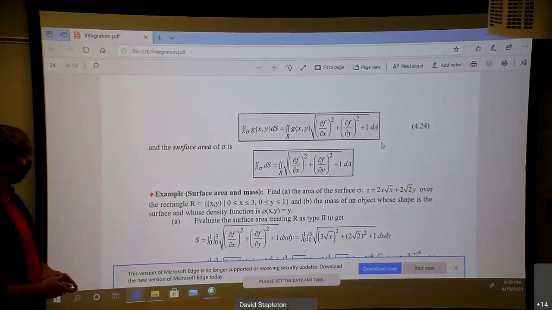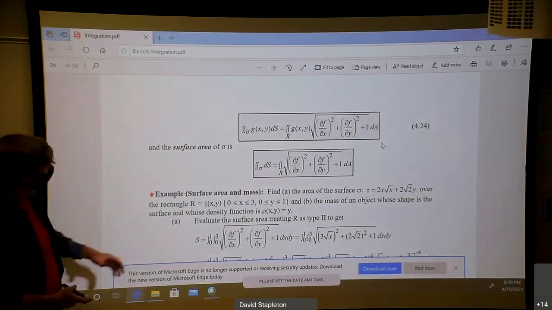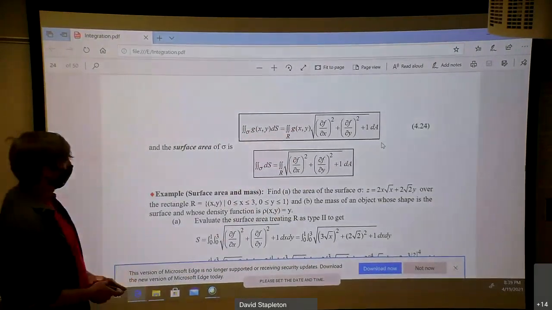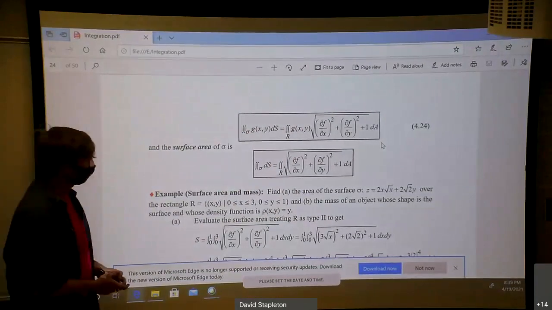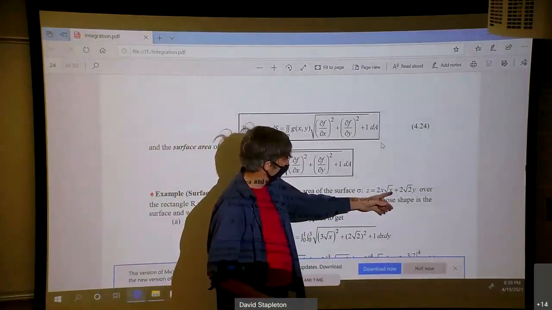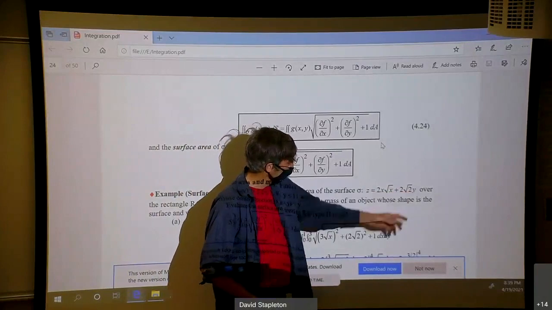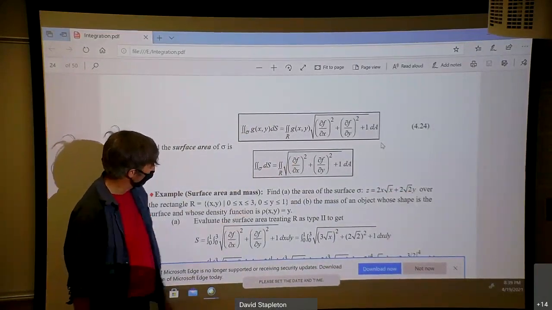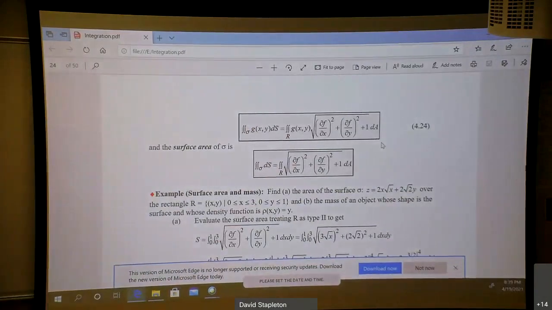So let's try to compute the surface area and the mass, with g being density. On this surface, z equals 2x times the square root of x plus 2 square root 2 y over the rectangular region, x going from 0 to 3, y going from 0. Let's evaluate one surface integral.